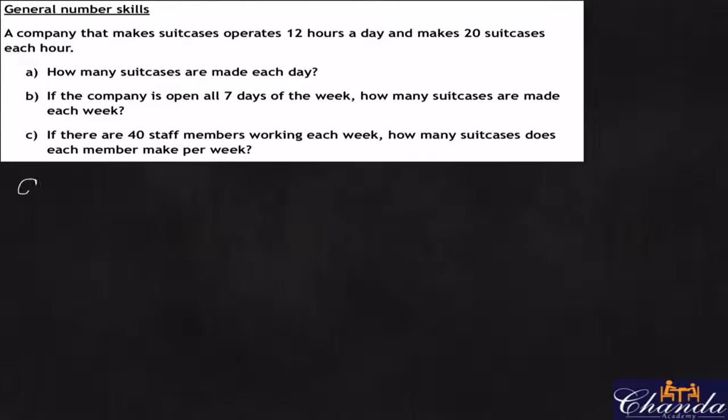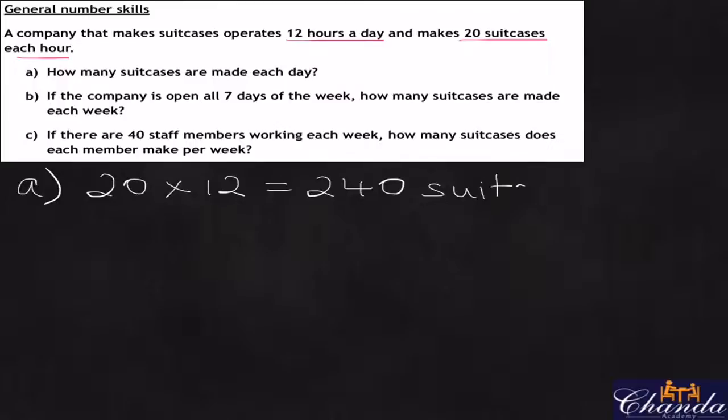So, as the question says, they operate for 12 hours a day and make 20 suitcases every single hour. So every single day they're making 20 times 12, which is 240 suitcases. So a simple multiplication there.